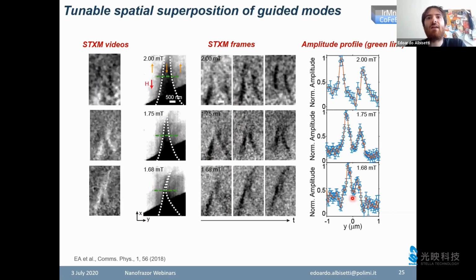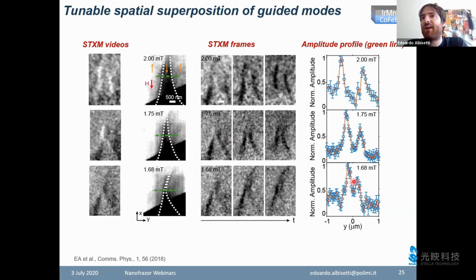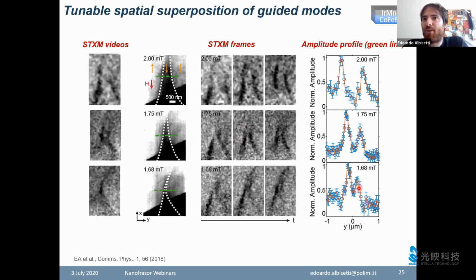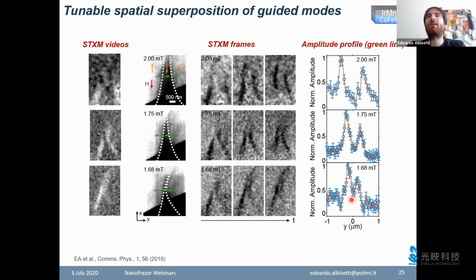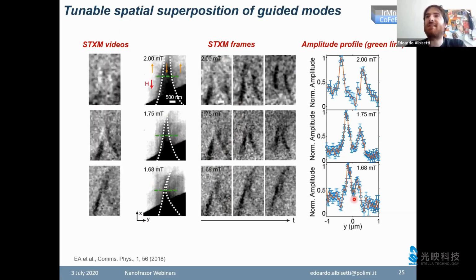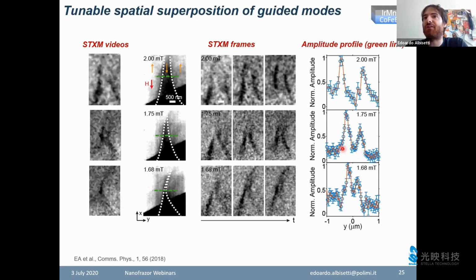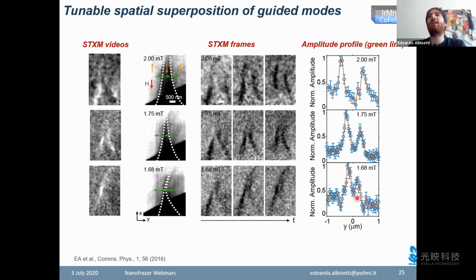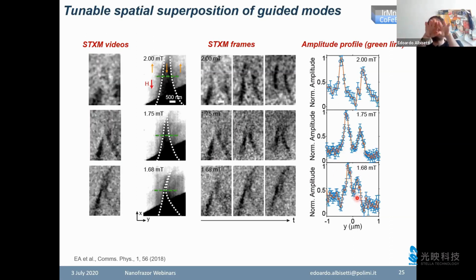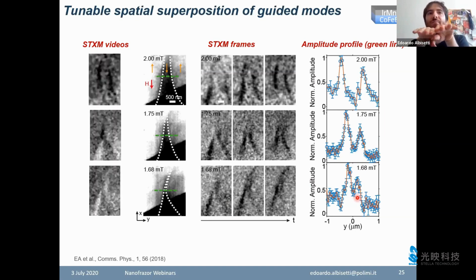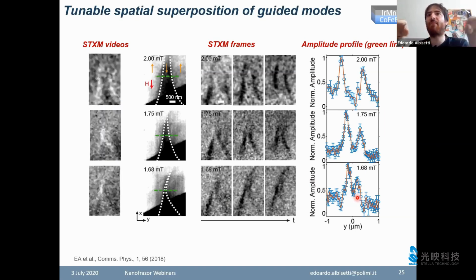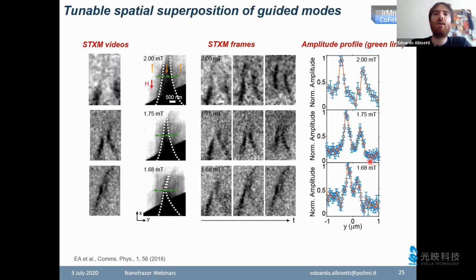So in this case, now I don't have it here, but if you see the phase of this point, it is actually, let's say, consistent with the spin wave interference between the two modes that you have. So you can actually have your modes made to interfere in a controlled way, or you can have them far away from each other.